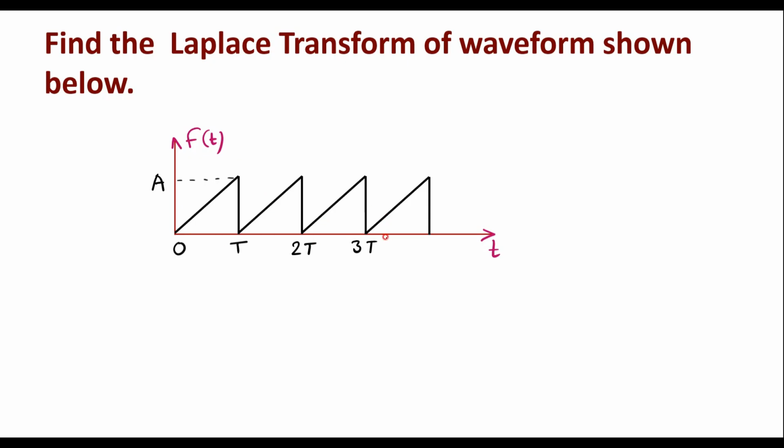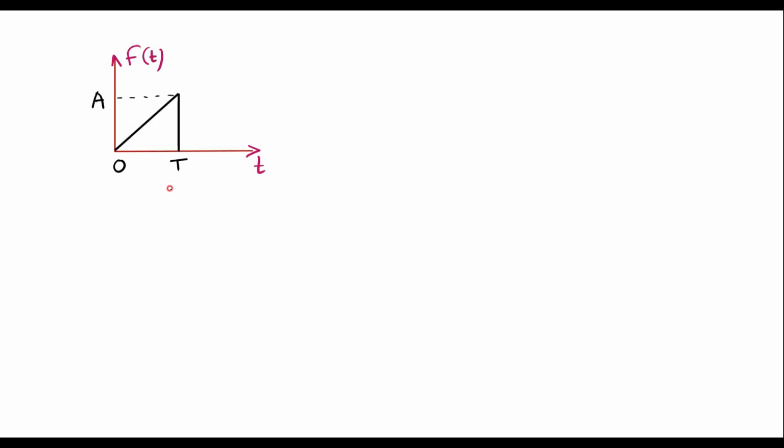So here the given signal is periodic. To find the Laplace transform of a periodic signal, instead of finding the complete signal, first we will consider one cycle of the signal. Let me consider one cycle of this periodic signal. I will call it f1 of t. The complete signal is f of t. One cycle of the signal I will call f1 of t. Here the period of the signal is T.